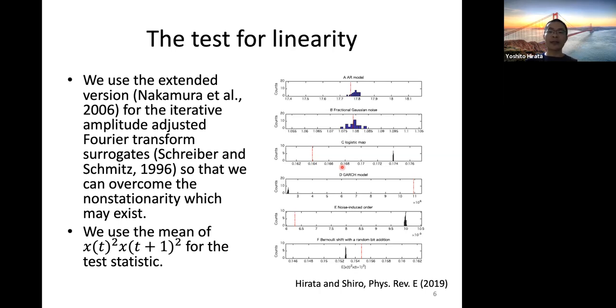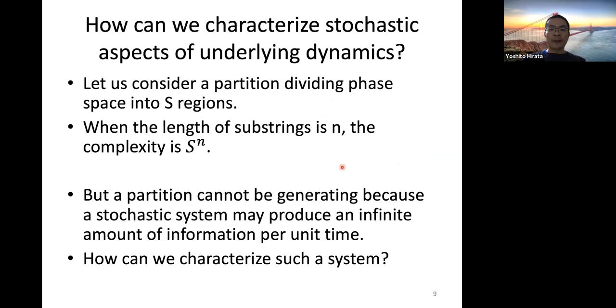So we would like to get into the more difficult question, the test for stochasticity and determinism. To do that, first we would like to discuss the partition. A partition divides phase space into some number s of regions, disjointly. If we observe a system with a partition, at each time we obtain the symbol related to the corresponding subregion of the partition.